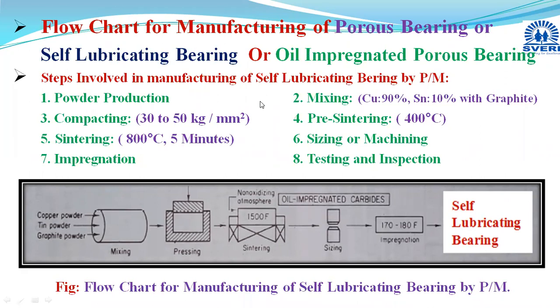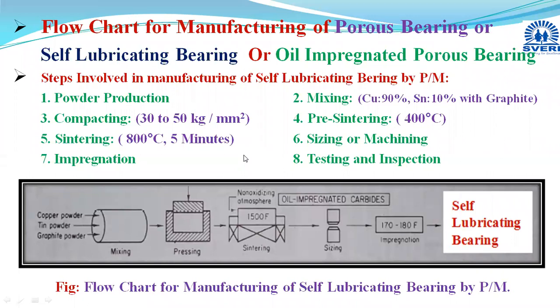In this session, I'm going to cover how different products or components are manufactured with the help of the powder metallurgy technique. We are going to discuss three products. The first is the self-lubricating bearing, also known as the oil impregnated porous bearing.